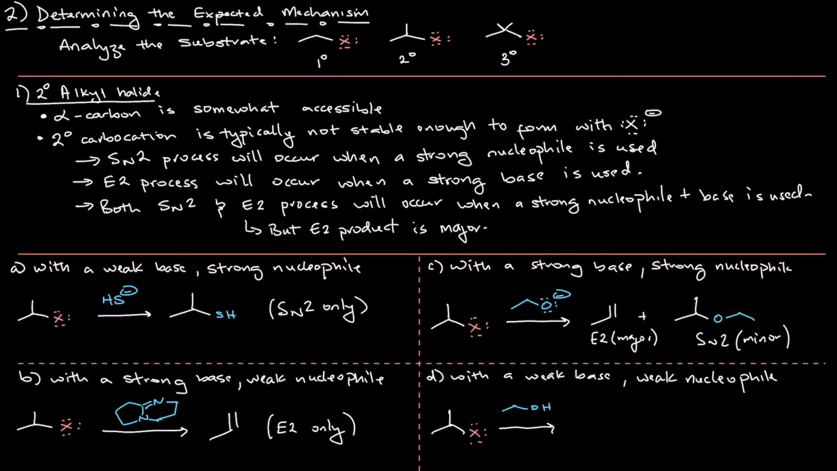And then treat your secondary alkyl halide with a weak base, weak nucleophile. You would typically get no reaction in these cases because, once again, the secondary carbocation is typically not stable enough to form with your secondary alkyl halide.